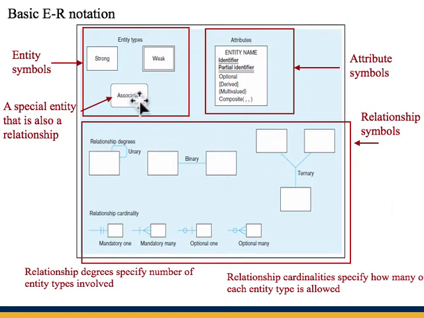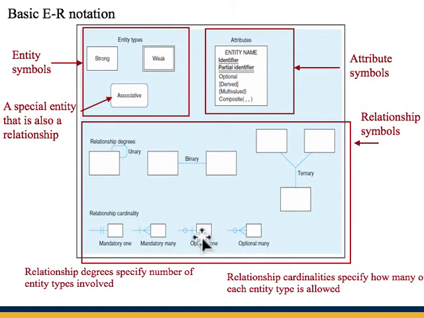So there are different types of entities, as you can see here. Either it's a 90-degree angle box, a rectangle, or a curved edge box, or a box that has two lines. These are different types of entities. One is called a strong entity, the weak entity, or the associative entity. And we'll learn about these shortly.